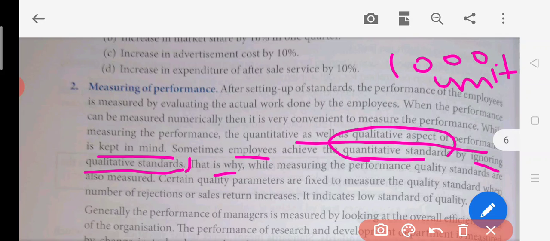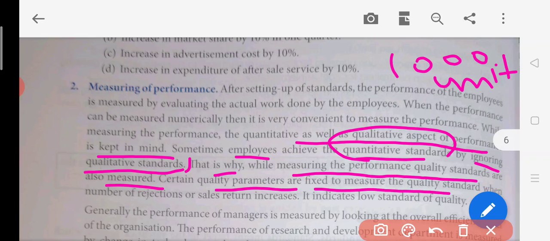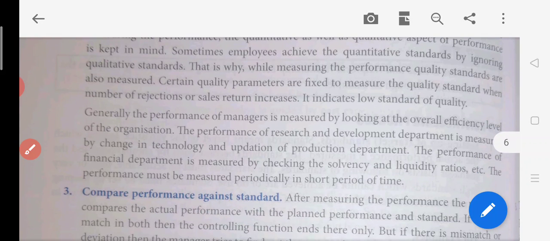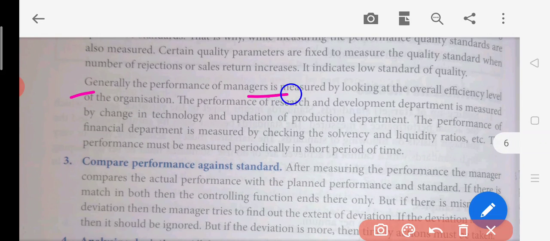So that is why, while measuring the performance, quality standards are also measured. Certain quality parameters are fixed to measure the quality standard, like when the number of rejections or sales returns increases. So if your product is not of high quality, then definitely from the market it will be getting rejection. Market is going to just reject your product, like it happened in the case of the company Ranbaxy. 65,000 medicines were rejected from the market. So if you're not maintaining the quality of the product, then it is not going to sell in the market. So that is how you should produce. Both things should be there, no? Then generally the performance is measured by looking at the overall efficiency level of the organization.